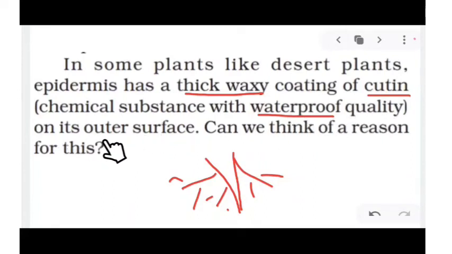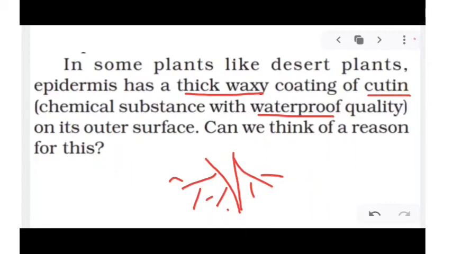And on its outer surface, we can think of the reason for this: in the desert region already, what is there? There is loss of water, isn't it? Less quantity of water is there. So what will the plant do? It will store the water inside the plant and will not remove it. ज़्यादा उसको लॉस होने से बचाता है.